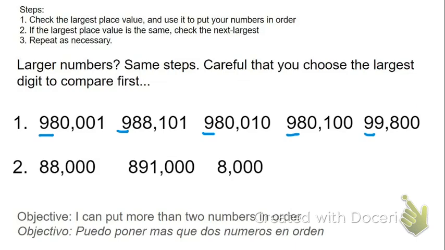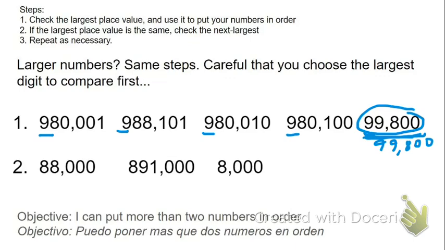If you notice that this number over here has only 5 digits, then you noticed well, because this number is way smaller. 99,800 is way smaller than 980,001, 988,101. Okay, it's so much smaller. So this is going to be at the very end of my list. I'm going to go ahead and write that way down here right now.